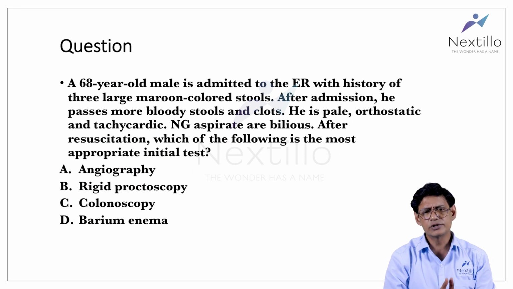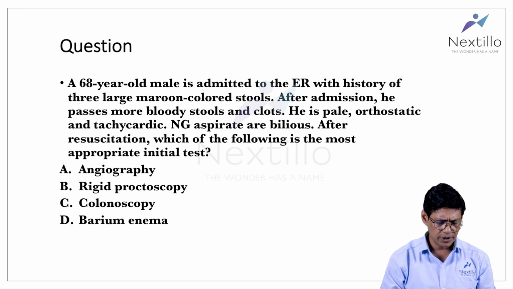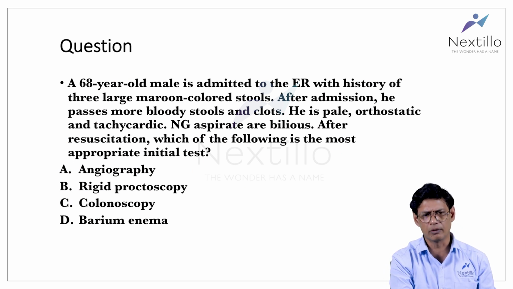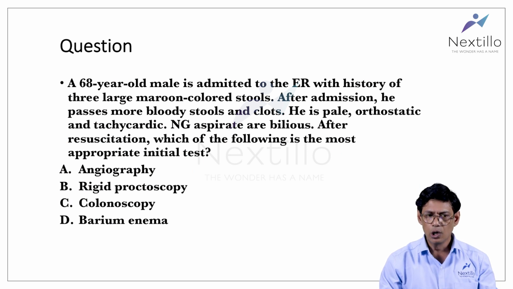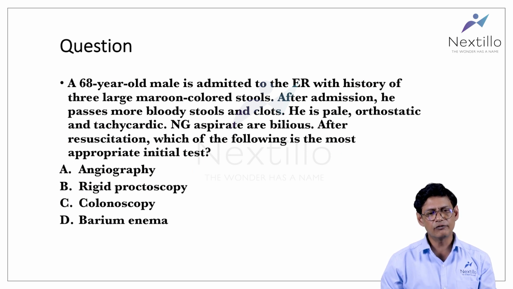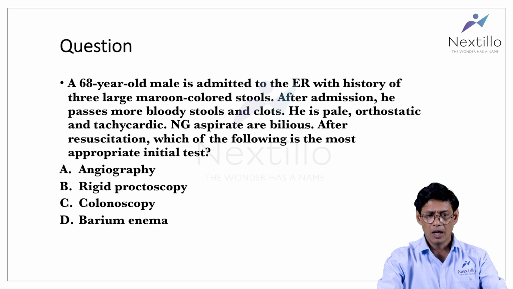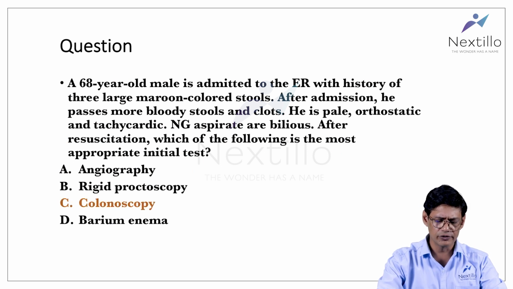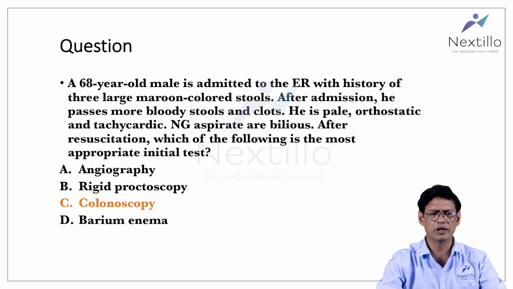When such a patient presents to us, who as per the question appears to be hemodynamically compromised, the first thing is to stabilize the patient. Once the patient is stabilized, as these are maroon colored stools, we have to check where the bleeding is coming from. This bleeding is most likely from the colon. And therefore, the most important investigation that we can do in this condition is colonoscopy.